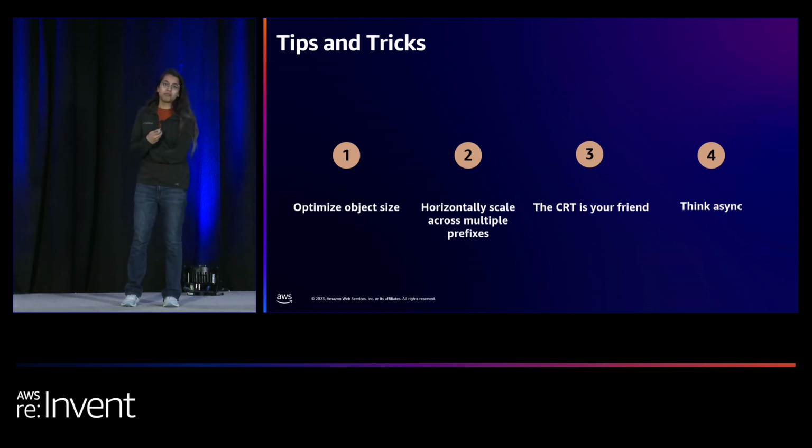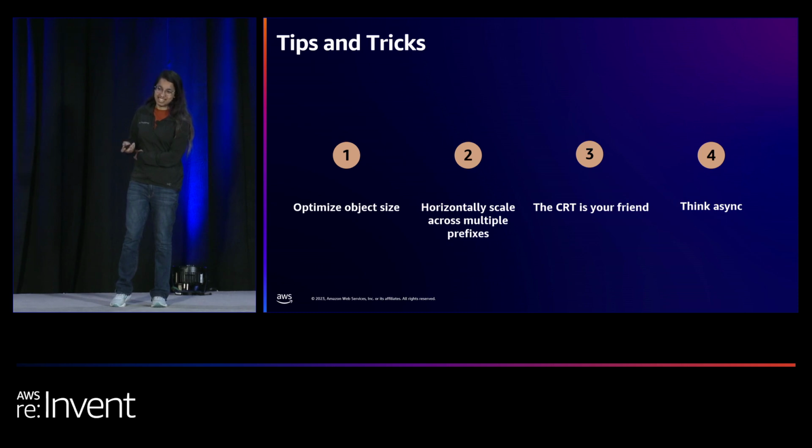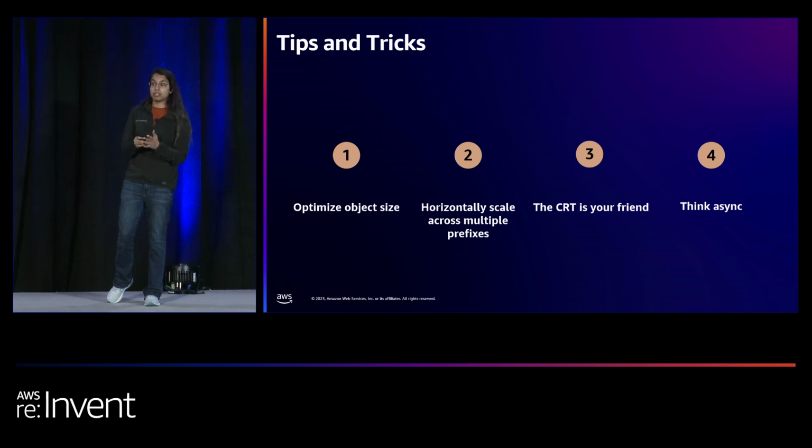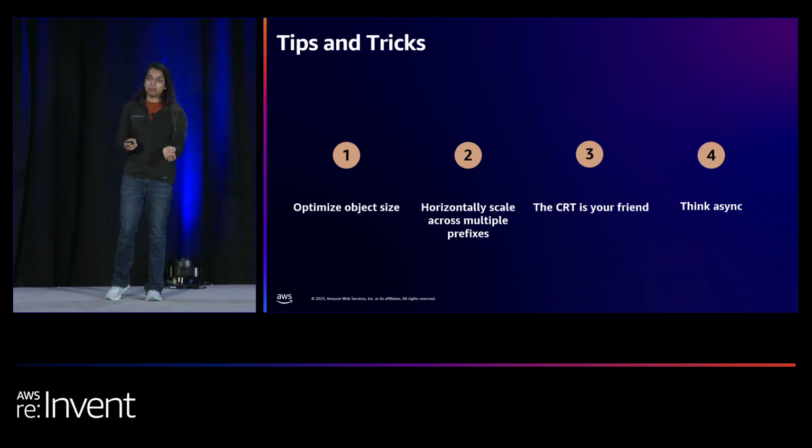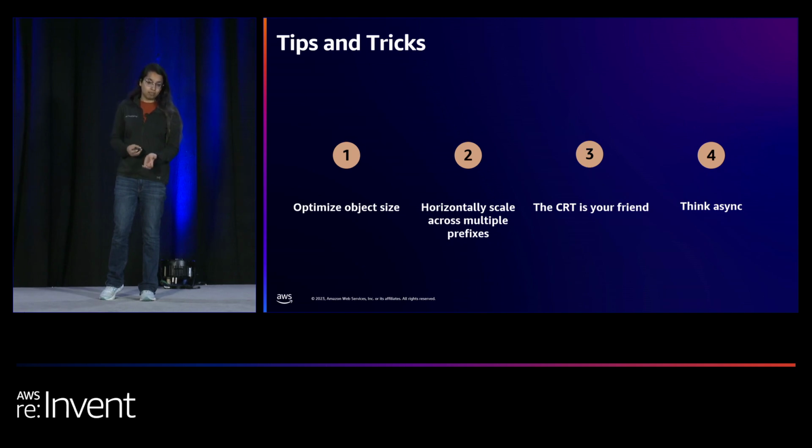The CRT is your friend. It's definitely going to help you implement a lot of these best practices without having to think about it very much. And yeah, think async. If you can, architect your application so your state and your application can scale separately. If you have a queue for that data, then it doesn't matter whether there is a miss in latency on any particular part of it, because you've got stuff buffered to keep your application flowing as fast as you can.